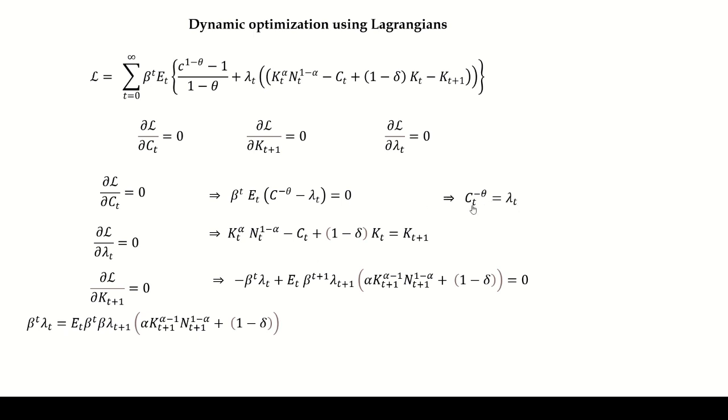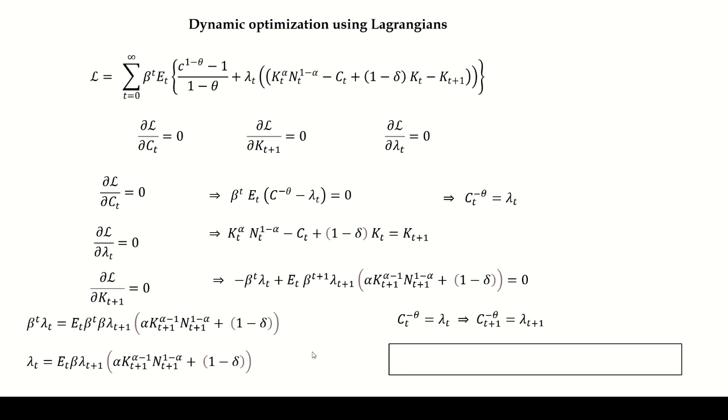If lambda t is equal to ct raised to minus theta, then lambda t plus 1 would be equal to ct plus 1 raised to the power minus theta. So when I substitute that in this step, we are just cancelling out. In the next step, we will substitute the value of lambda t and lambda t plus 1 in this equation.